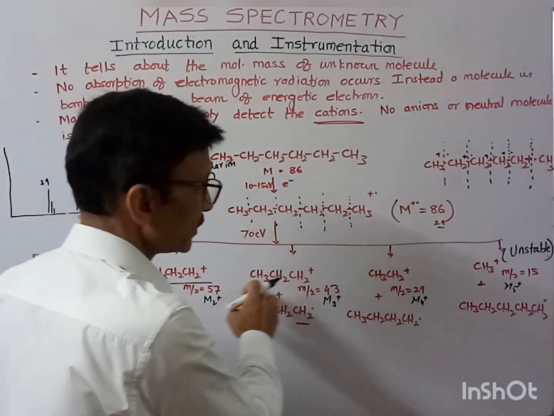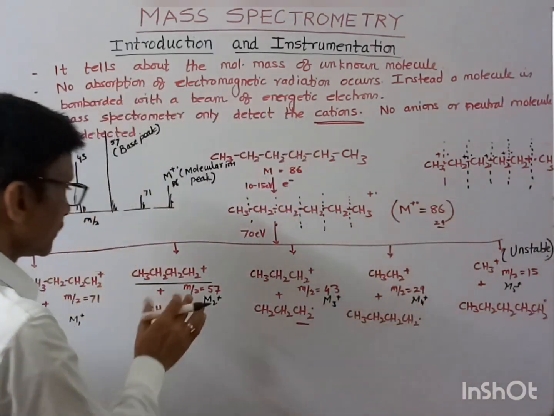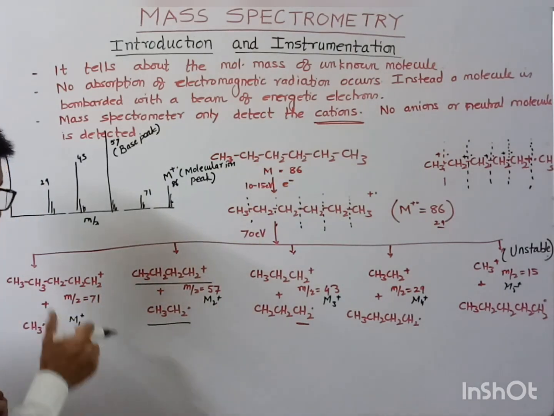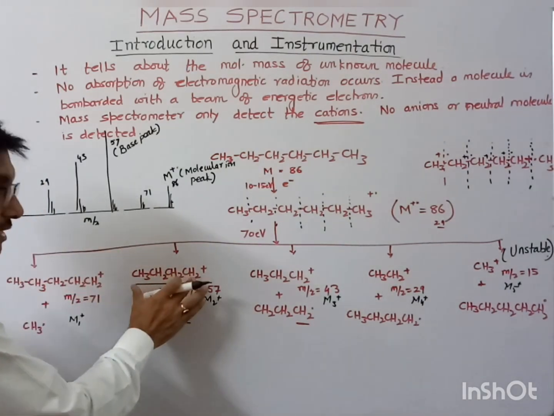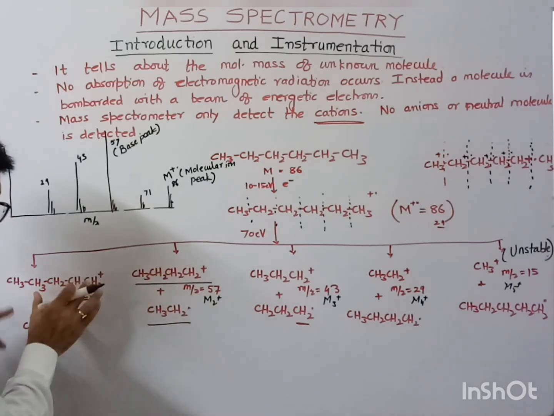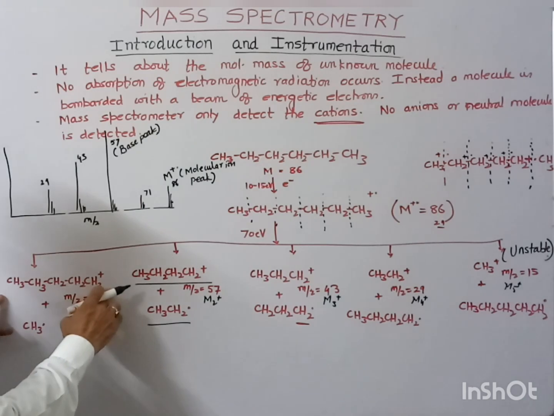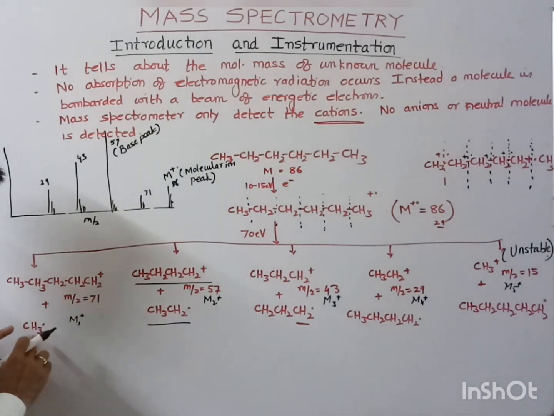This is not the base peak. This is not the base peak here. This one is written as a base peak. Why? Because the stability of this butyl radical is more. Here the stability of this pentyl cation is more, but on the other side the stability of this methyl radical is very less. That's why this is not the base peak.